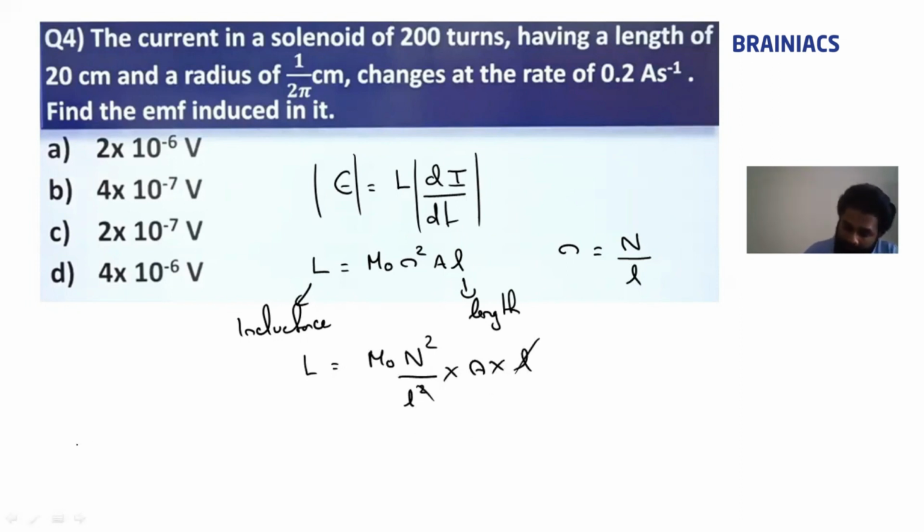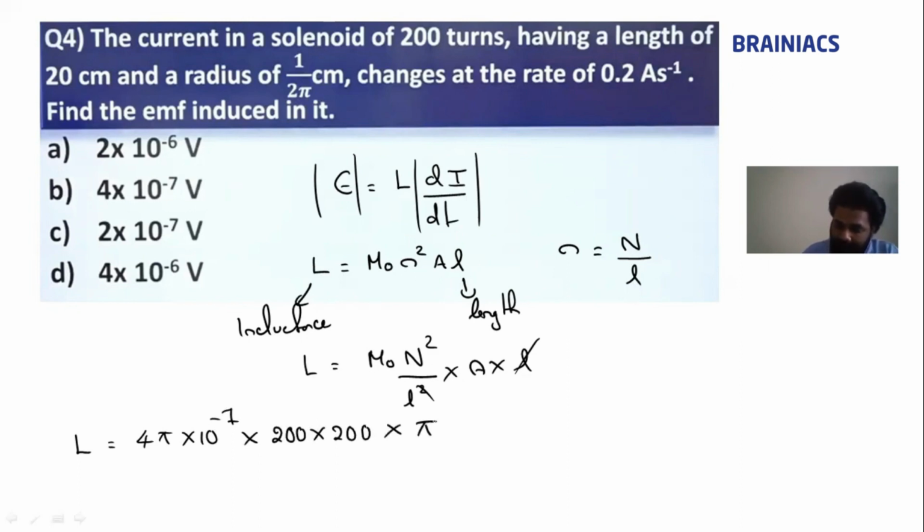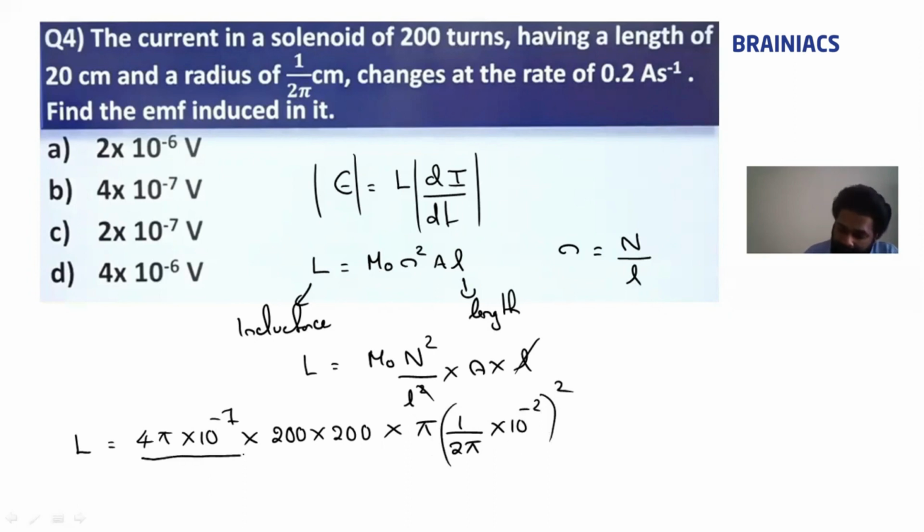Now what is L? L is equal to 4 pi into 10 raised to minus 7, the mu naught value, into 200 turns, so 200 into 200, into pi r square, the area. R is given as 1 by 2 pi centimeter, so 1 by 2 pi into 10 raised to minus 2, the whole square. Okay, area, and divide by what?